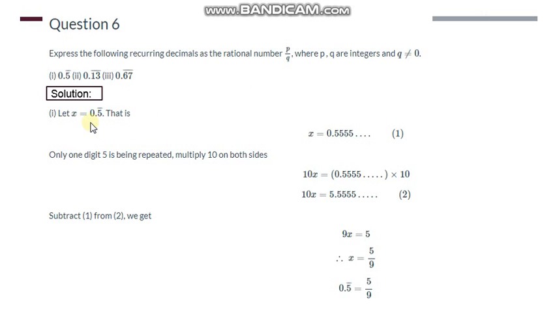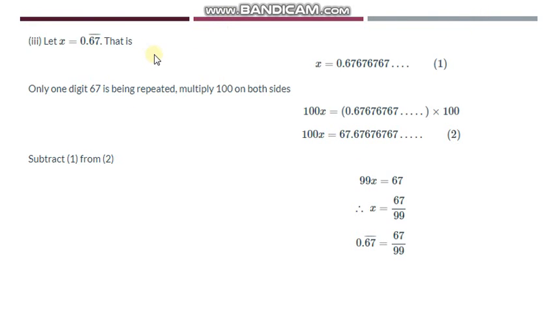This is the number 0.5. This is a recurring decimal and only one digit is repeating, so we can write it in this way. And this is equation number 1. Only one digit is repeating, so we will multiply by 10 on both sides. After multiplication we have equation number 2. Now what will we do? We will subtract equation number 1 from 2. After subtracting, we have 9x equals 5, and so we have the required rational number, 5 over 9.